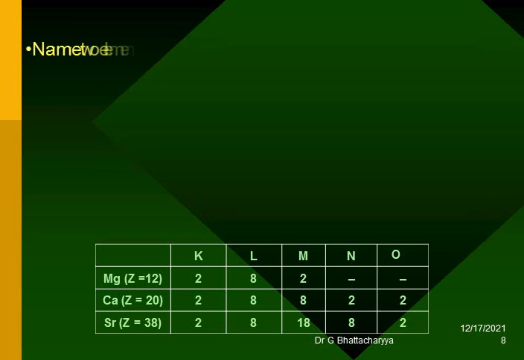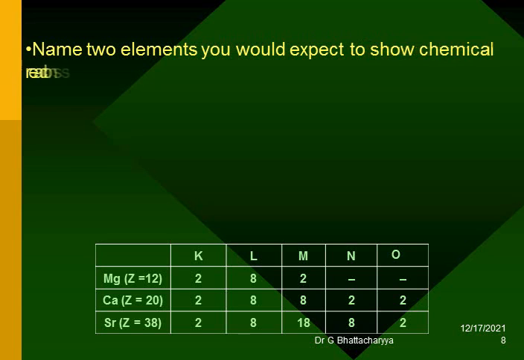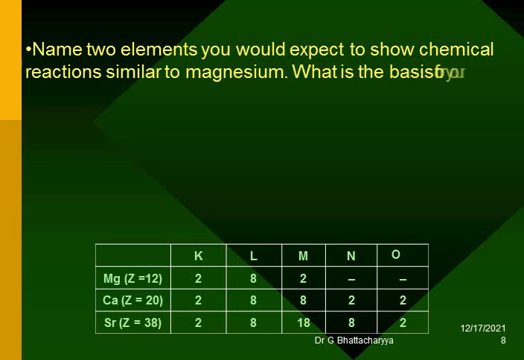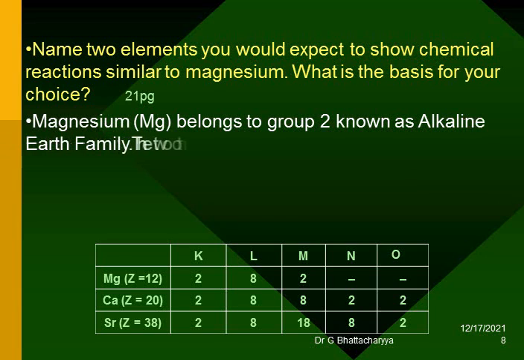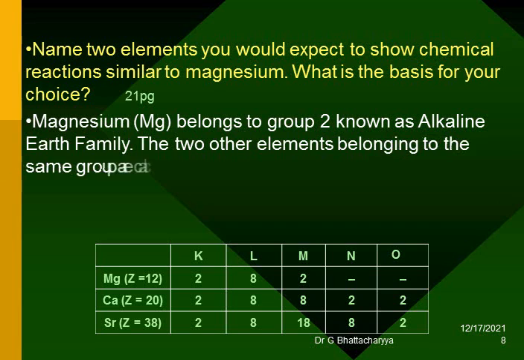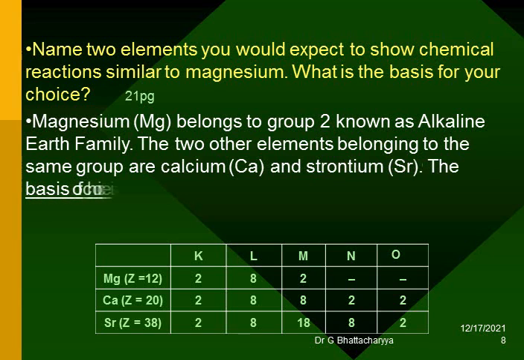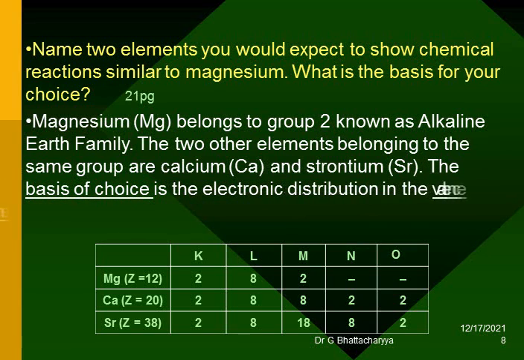Name 2 elements you would expect to show chemical reactions similar to magnesium. What is the basis for your choice? Magnesium, Mg, belongs to group 2 known as alkaline earth family. 2 other elements belonging to the same group are calcium, Ca, and strontium, Sr. The basis of choice is electronic distribution in the valence shell of these elements. All have 2.